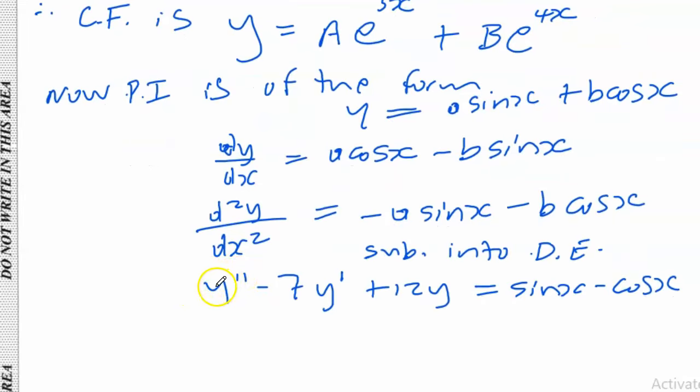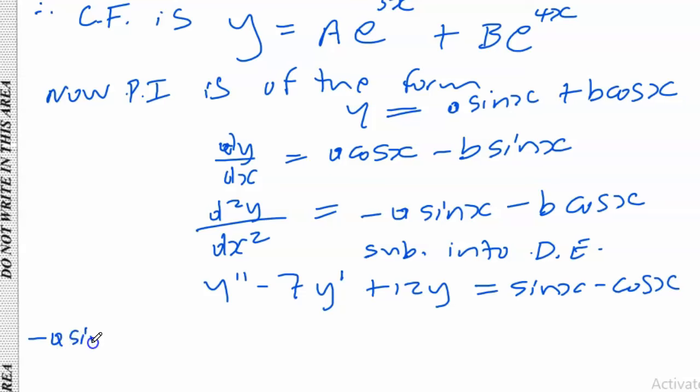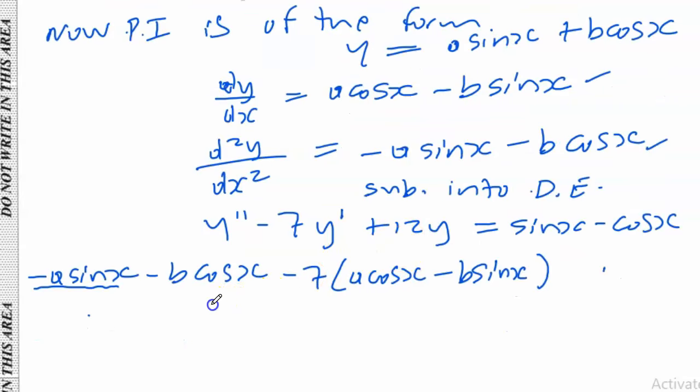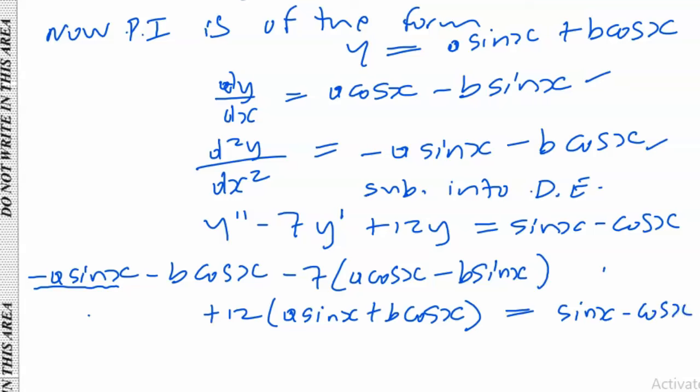Alright, so the second derivative, we have it as minus a sin x minus b cos x. Here it is. Minus 7 times the first derivative. Here's the first derivative. It is a cos x minus b sin x. So remember the 12y. So plus 12y, and what is y? y is a sin x plus b cos x. So 12 into a sin x plus b cos x. And all of that is equal to the right hand side here, sin x minus cos x.